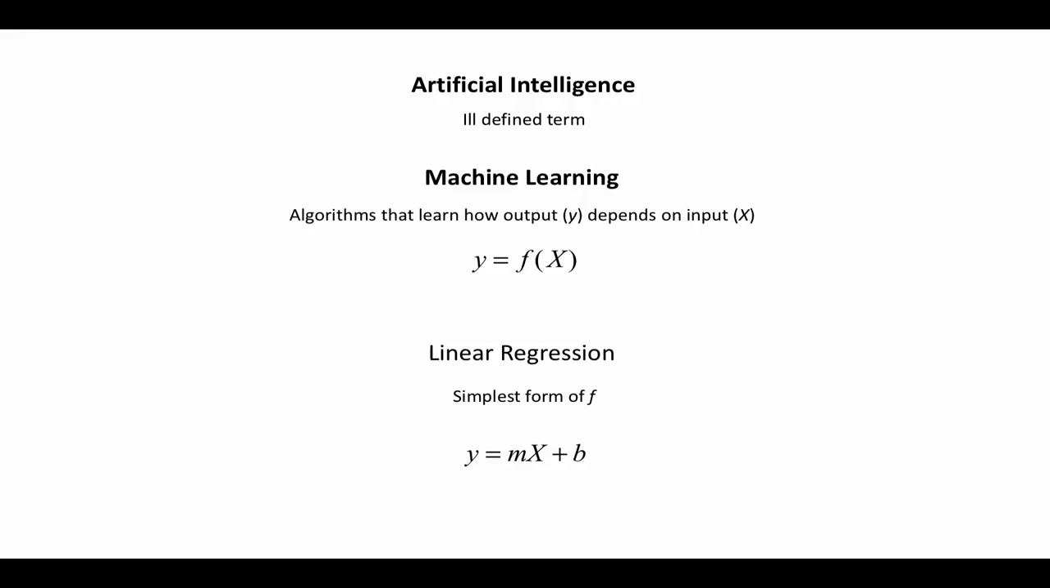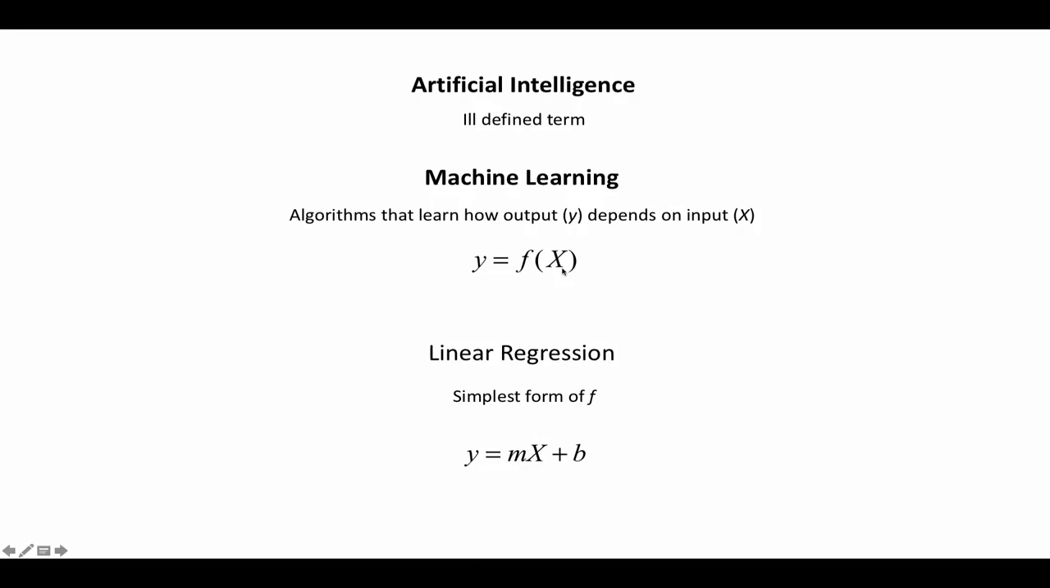And so what machine learning is, basically, is algorithms that learn how an output, which we're going to refer to as y, depends on the input, which we're going to refer to as x. And so the whole thing can really be summarized in this equation here, right? So we need to find this function f that gives us an output given an input.